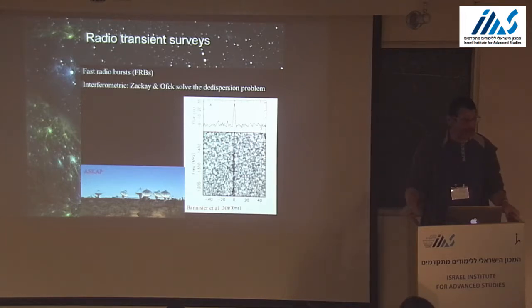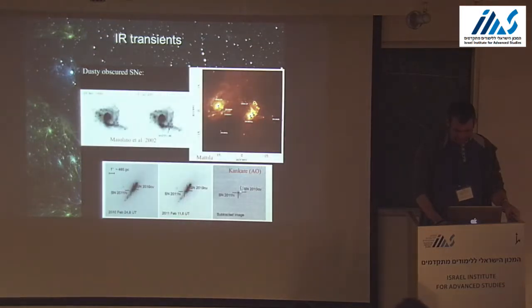Okay, so that finishes radio surveys. So this is certainly going to be the huge frontier in transients in the radio, fast radio bursts. Very interesting. Okay, going up in energy, we now go to infrared transients. So why should we look in the infrared? Infrared is more difficult to observe than the optical. Instrumentation is less sensitive, more expensive. Why should we go there?